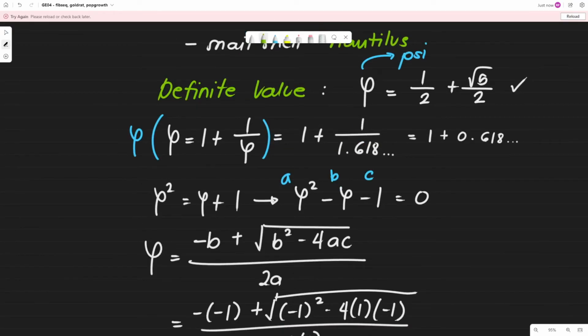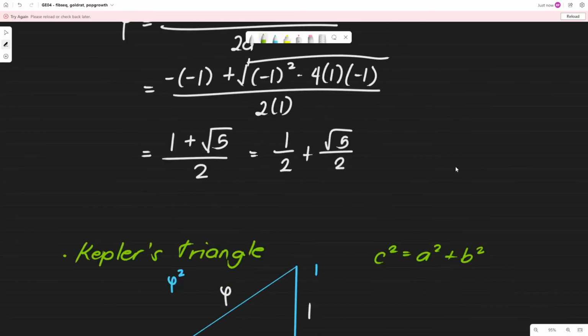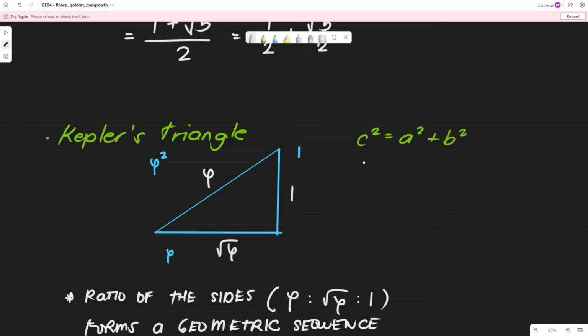Ito, saan na 'yon? Ito to. Ima-match natin siya sa Pythagorean theorem. So, sulat ko lang dito sa baba. You have c squared is equal to c plus 1. So, c squared is c squared. Then we have c is equal to a squared. Then we have 1 is equal to b squared, basically.